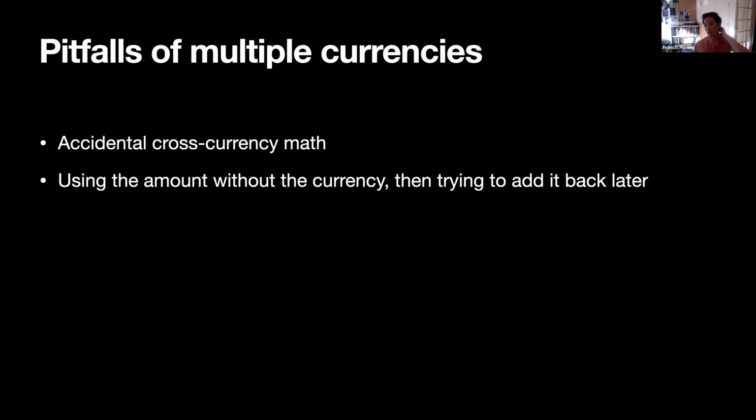So I was thinking about multiple currencies. I've worked with this in a bunch of projects. A lot of the pitfalls have to do with accidental cross-currency math, which often comes from using the amount without the currency and then trying to add it back later. I've seen a lot of programmers pass around just the number without the currency, and then through 10 method calls, there's a bunch of numeric math, and at the end you're like, oh, that's US dollars, isn't it? Or maybe it's euros, I don't know, right? So I wanted to design a class that would make it really hard to make those kinds of mistakes.